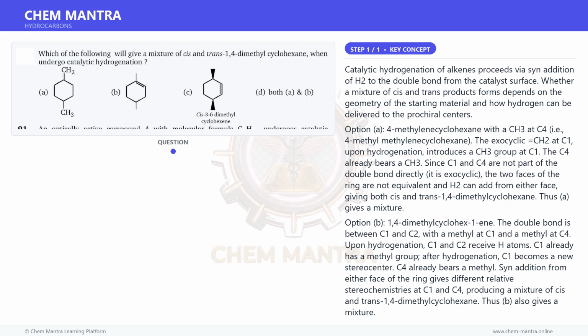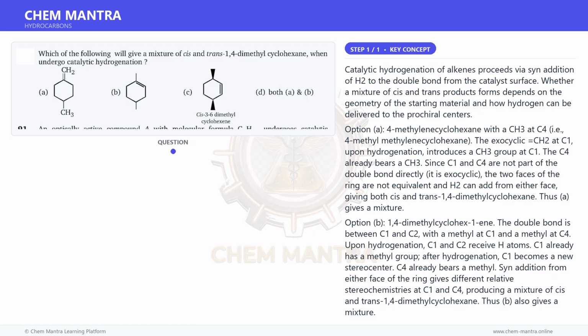The product would be cis-1,4-dimethylcyclohexane, renumbered, and since the existing stereocenters at C3 and C6 are fixed, cis, only the cis isomer results. Thus, C does not give a mixture.